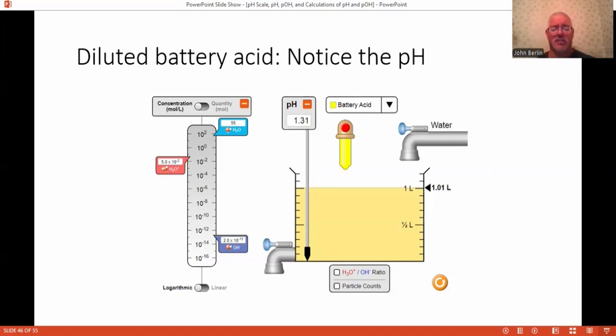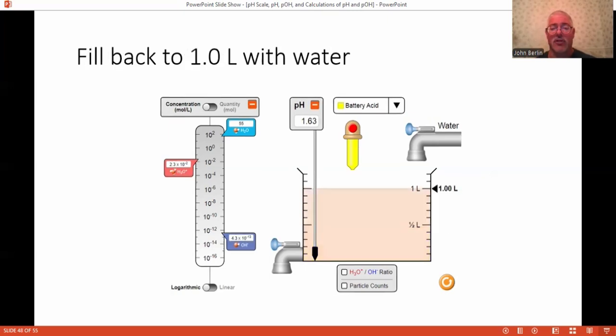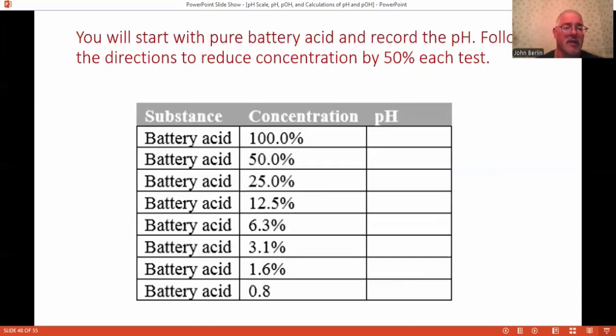So what you're going to do is dilute it by basically 50%. Check the pH, write that down, write down the concentration of H3O+ and the OH-, okay? And then you're going to basically empty it out to 1/2 liter again, or basically halfway, and you're going to fill it back up with water. So you're going to do that multiple times until you get a nice readout of changing pH and changing concentrations. You're going to analyze that later. It's going to be part of your homework.